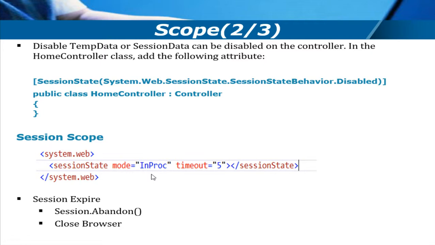And finally the session scope. For the session scope, in the web config file, we can set the timeout equal to 5 minutes. So if your website is in idle mode for 5 minutes, then the session is automatically destroyed. You can also explicitly destroy the session using Session.Abandon, as well as by closing your browser.